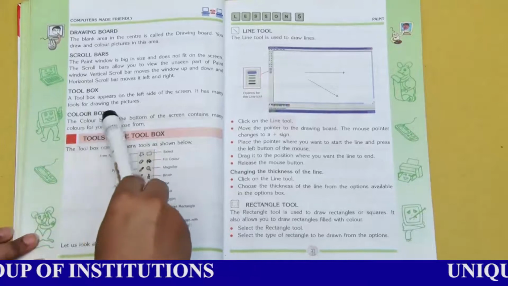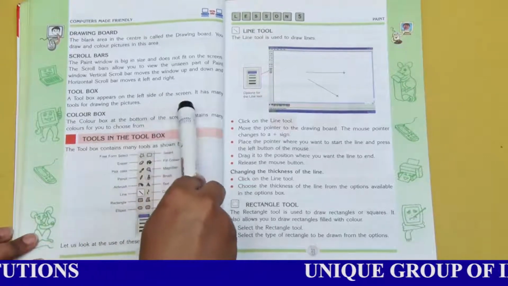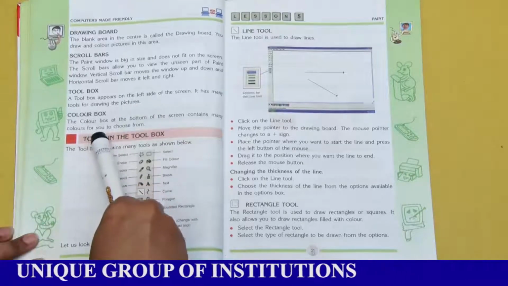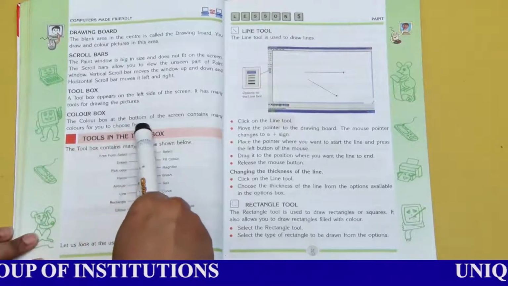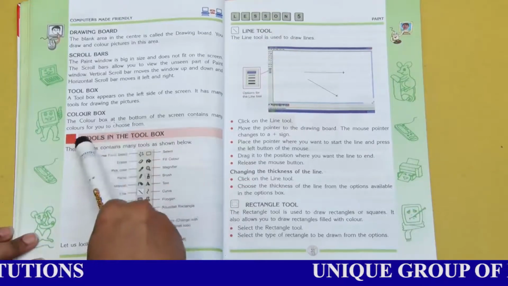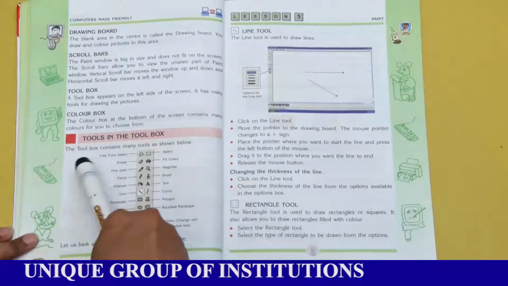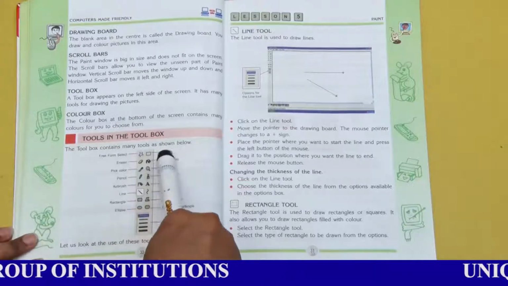Toolbox. A toolbox appears on the left side of the screen. It has many tools for drawing and pictures. Color box. The color box at the bottom of the screen contains many colors for you to choose from. Tools in the toolbox. A toolbox contains many tools as shown below.